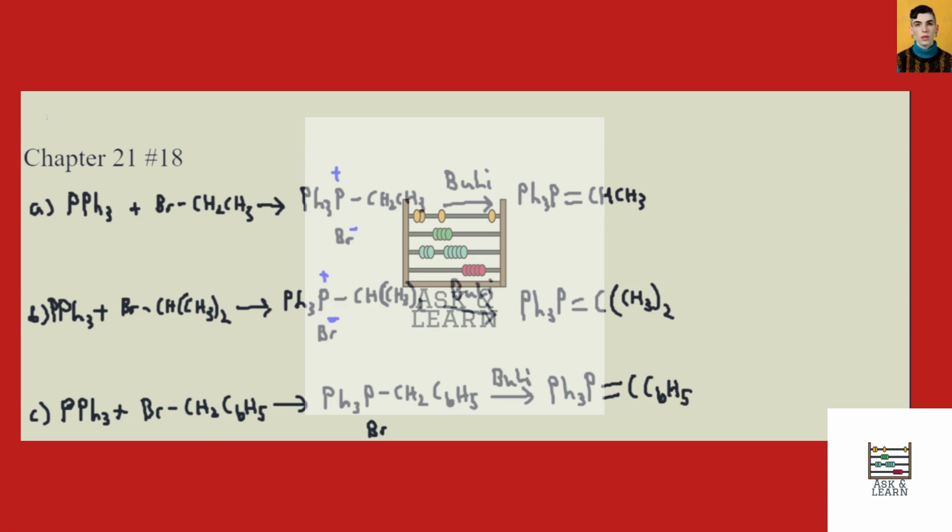Okay. Oops. And I guess I should put the charges in here again. Okay, so there we go. There's the charges. There's our final product for C. So again, the way to do these is to treat triphenylphosphine with the alkyl halide of the alkyl group that you want to make a Wittig of, and then treat that intermediate with butyllithium, and that'll get you to your Wittig. And that's the answer to chapter 21, problem number 18.